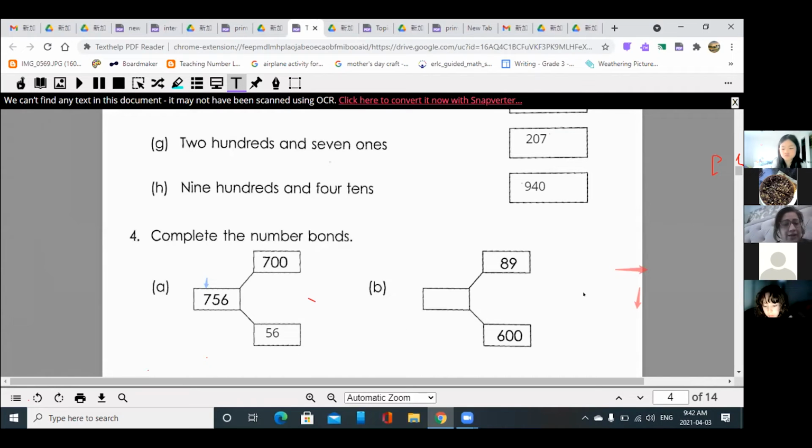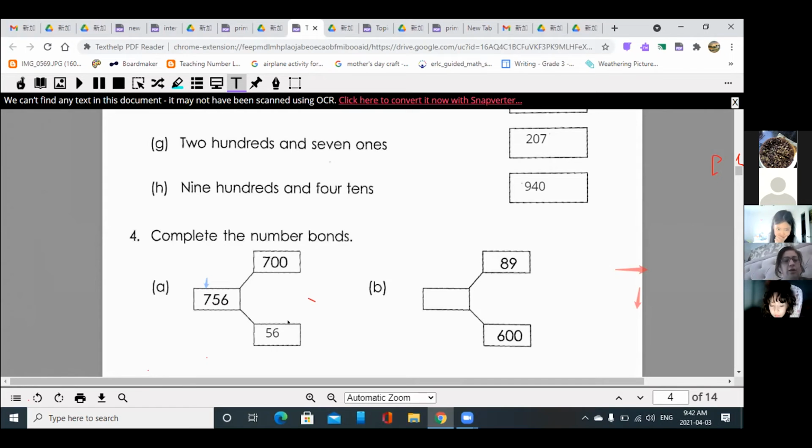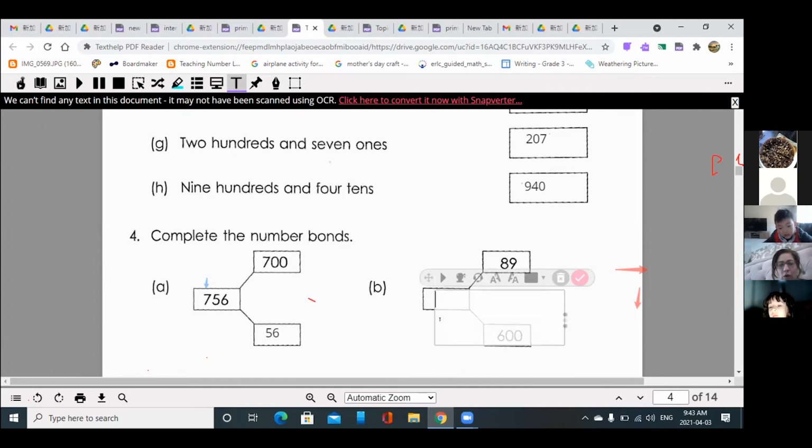So number bonds are like this. They work with 2 parts, part 1, part 2, and then the whole. Again, look at the first one we did. 700 was part 1. 56 was another part. And 756 was the whole. We are missing the whole here. So what do I have to do with 89 and 600 to find out what exactly is the whole? What do I have to do with those 2 numbers? Does anybody know? Matthew, I see your hand is up. What would you like to add? 689. That's right. Absolutely. We got our whole now. So I'm going to put 689 here. Okay, boys and girls? Good.